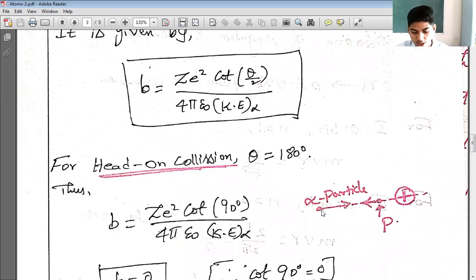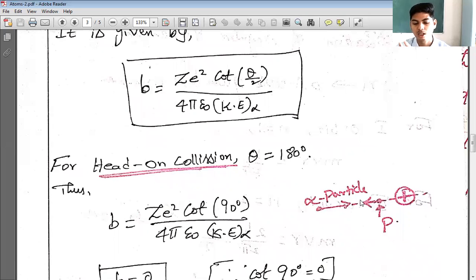Now, here I have shown you the case of head-on collision. The alpha particle is moving directly towards the nucleus. When the alpha particle moves directly towards the nucleus, at some point the kinetic energy of the alpha particle becomes 0, and at this point the alpha particle starts retracing its path.